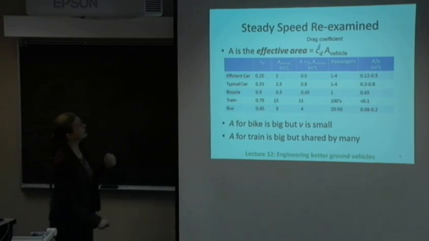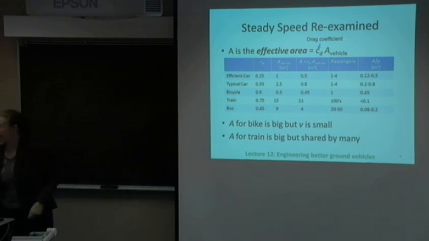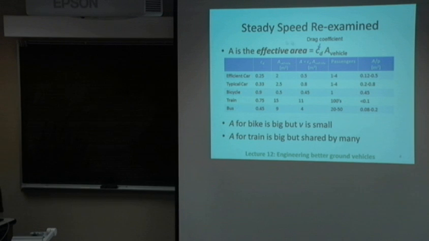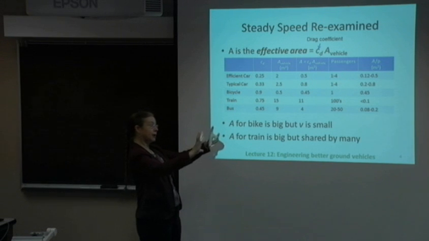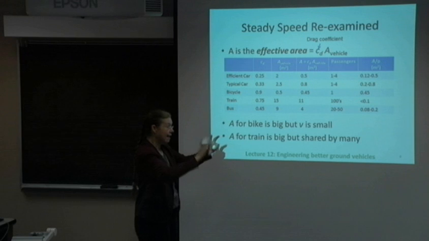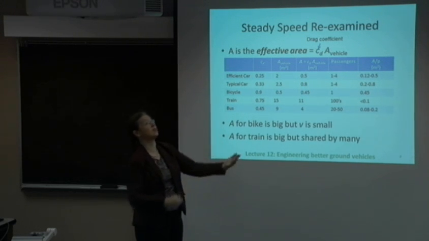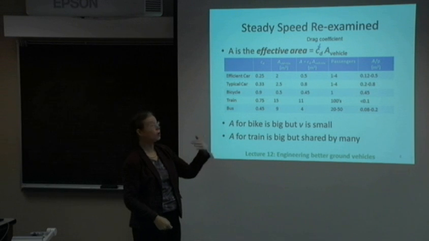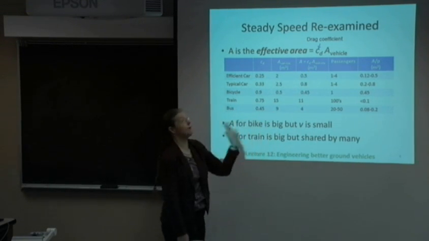So here's steady speed, driving at a constant speed, and let me point out that A, the effective area, is actually some drag coefficient times the actual area. So you can take a picture of the front of the car and put it on graph paper, not anymore, but back in the day, and calculate the actual cross-sectional front area of the car. But then the question is, is it streamlined or not? So the drag coefficient gives you a handle on what the effective area is.